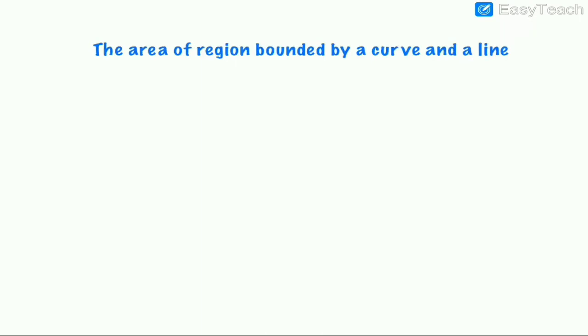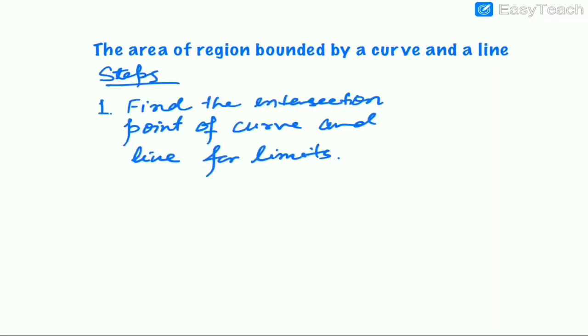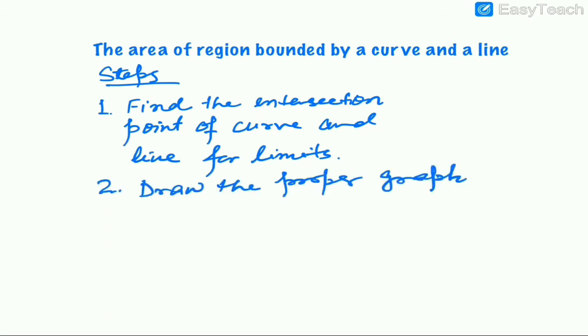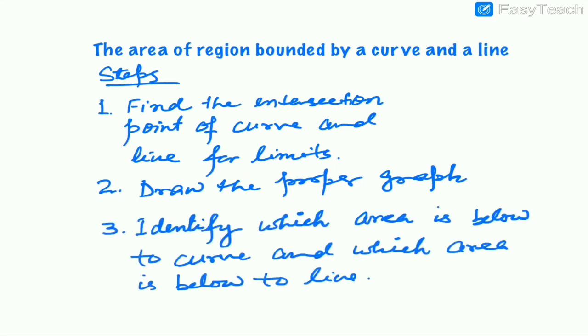In this section we find the area of the region bounded by the curve and the line. For this purpose we follow the following steps. Step 1: first find the intersection points of the curve and the line for the limits. In the second step we draw the proper graph of the curve and the line. In the third step we identify which area is below the curve and which area is below the line. So let's see the next example.